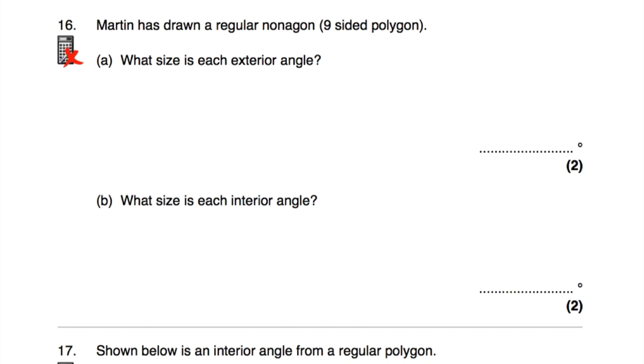Okay, let's have a look at our next question, question number 16. Question number 16 says, and it's a non-calculator question, Martin has drawn a regular nonagon, which is a nine-sided polygon. I've been asked to work out the size of each exterior angle.